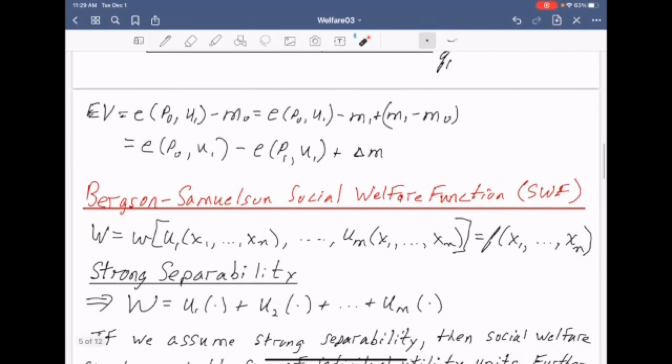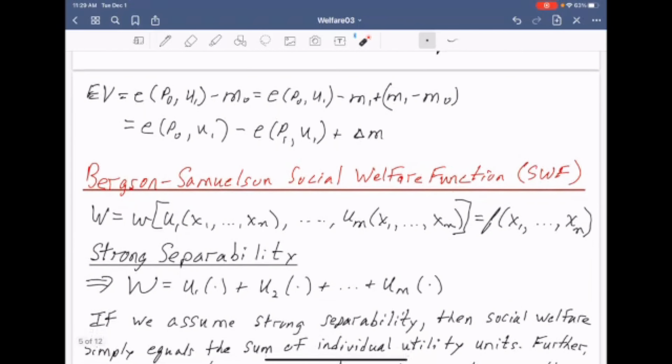Now we also have something called the Bergson-Samuelson social welfare function, or SWF. And here, I'm sorry, I went from Q1 to X1s. I'm using X's here. Partly this won't confuse you a bit, but the Bergson-Samuelson social welfare function is W, a function of the utilities of individual people who purchase X1 to Xn, and we assume that there are M people, and we can then write this function as a function of X1 to Xn.